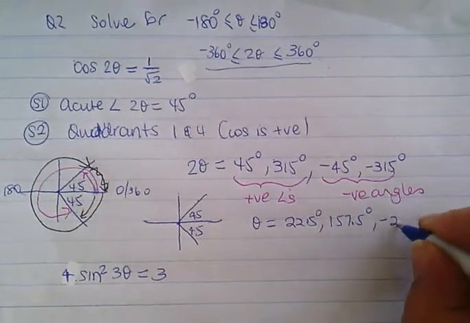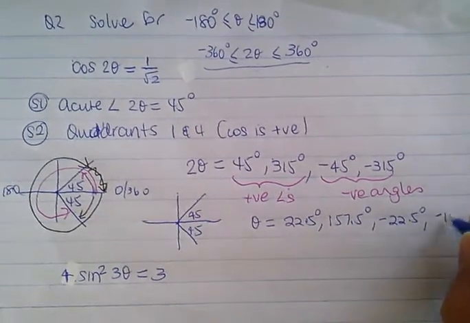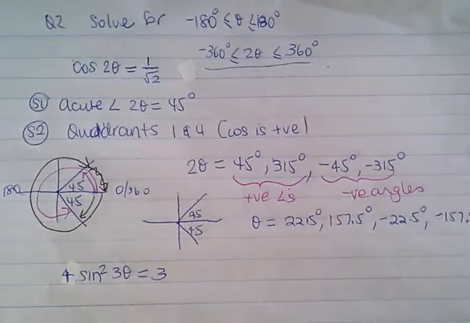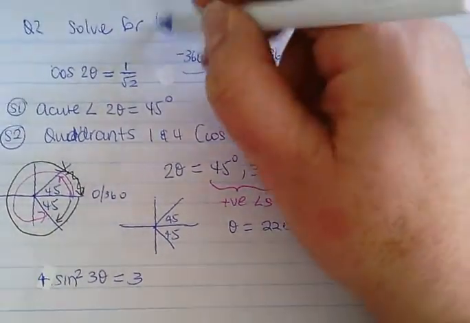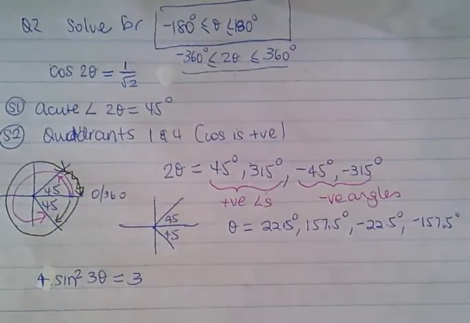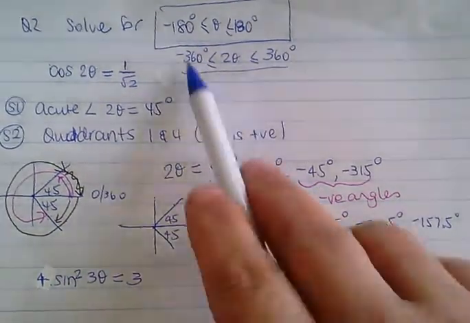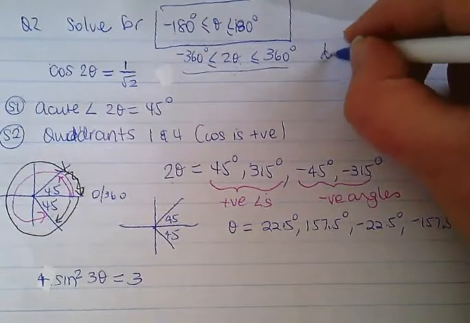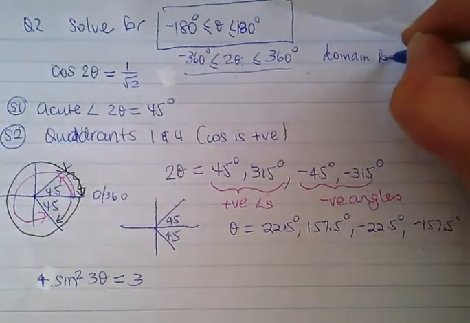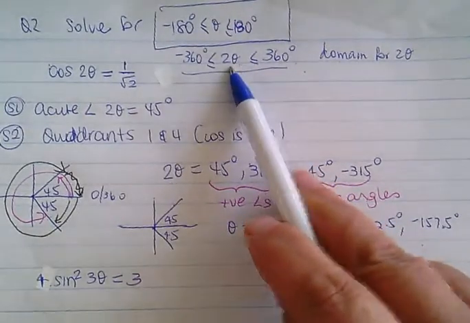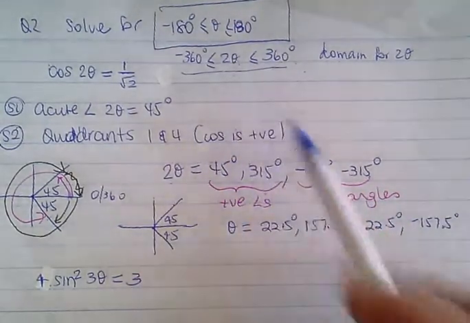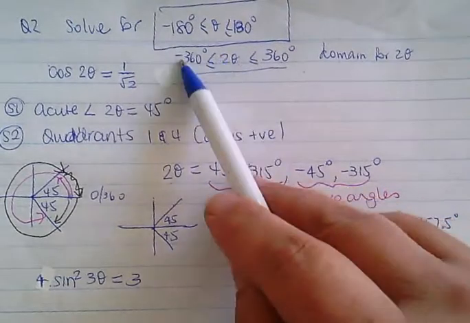157.5 degrees. Negative 22.5 degrees. Negative 157.5 degrees. Now, let's just stop. Look at the original domain and look at the 2 theta domain. Notice your domain for 2 theta, all your 2 theta angles lie within 0 and 360 and 0 and negative 360. Can you see that?